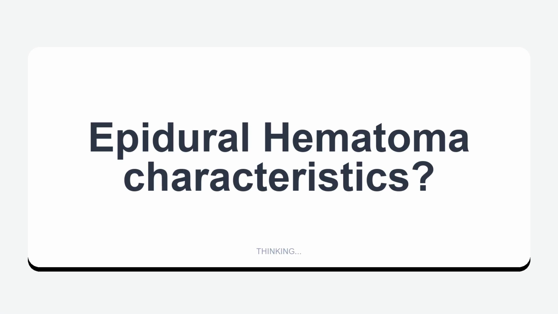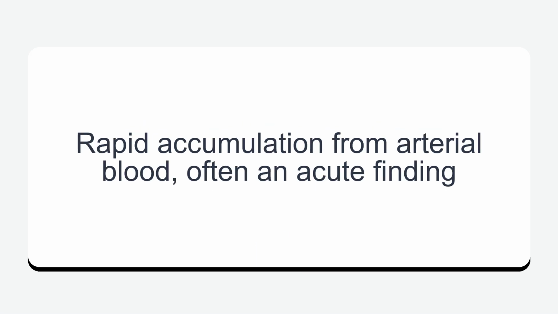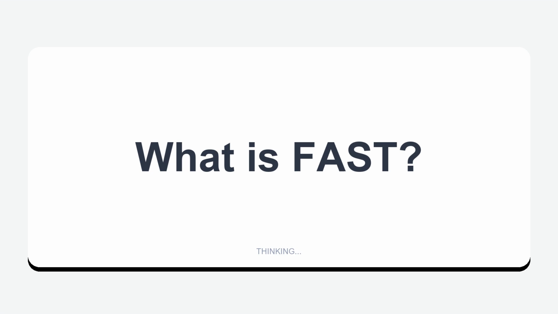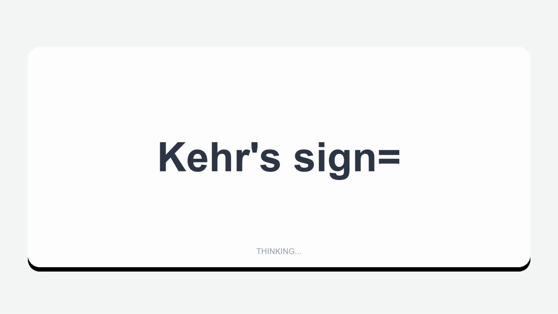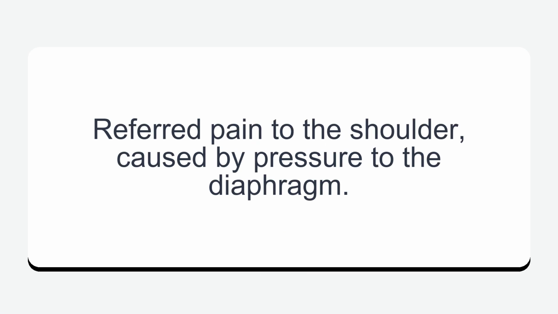Epidural hematoma characteristics. Rapid accumulation from arterial blood, often an acute finding. What is FAST? Focused assessment with sonography for trauma. Kehr's sign equals referred pain to the shoulder, caused by pressure to the diaphragm.